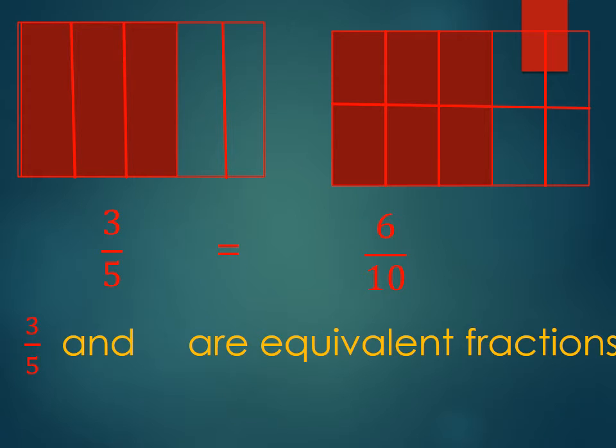Observe these two diagrams. Here this represents 3/5, but this represents 6/10. Two different fractions but the same quantity. How can you get the second fraction from the first one? 5 multiplied by 2 is 10. 3 also multiplied by 2 is 6. Then we can say 3/5 and 6/10 are equivalent fractions.